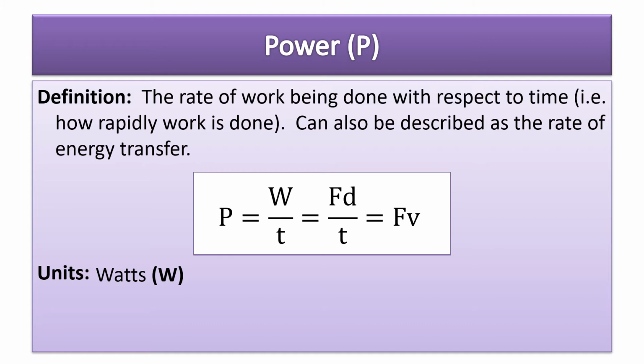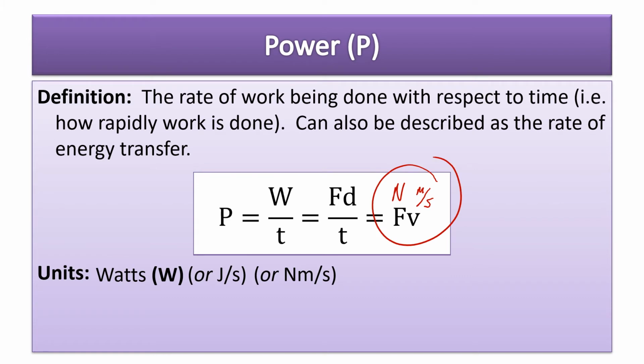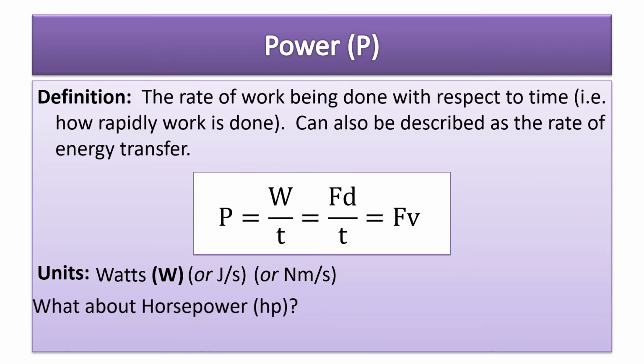How can you rewrite a watt? We said this before. This is a joule. Time is measured in seconds, so you could also write a joule per second. How many joules per second are you doing? How much work per second are you doing? That's how powerful you are. And we said a joule is just a Newton meter. And then look over here, we have a Newton and then a meter per second. So it's the same thing, Newton meter per second. Cool, so those are the units for power.